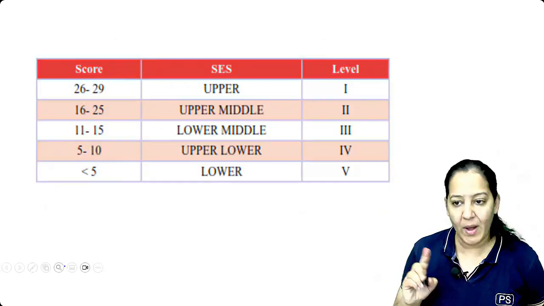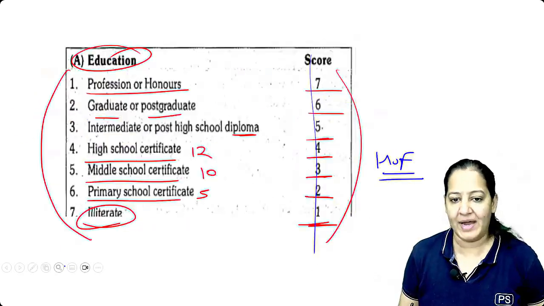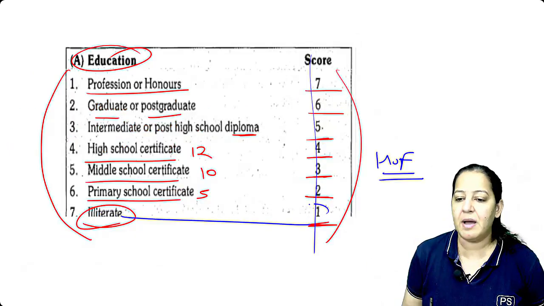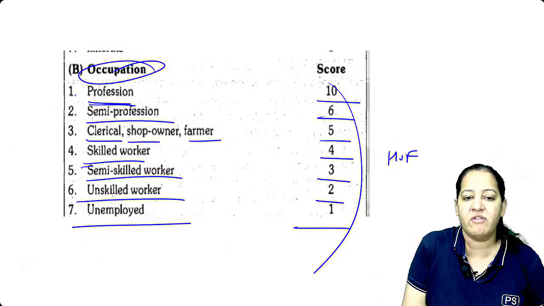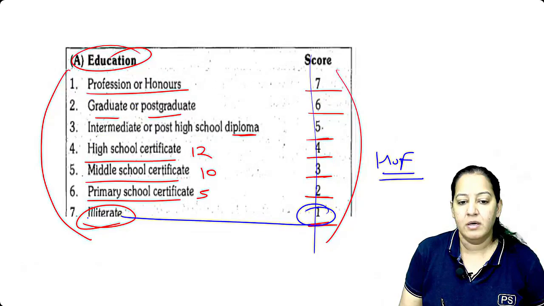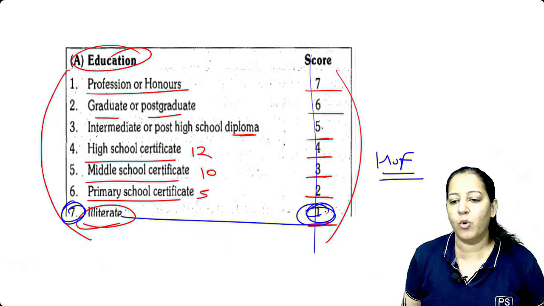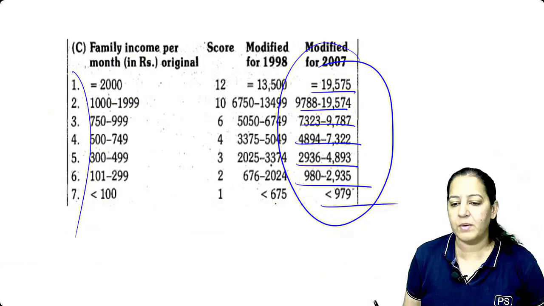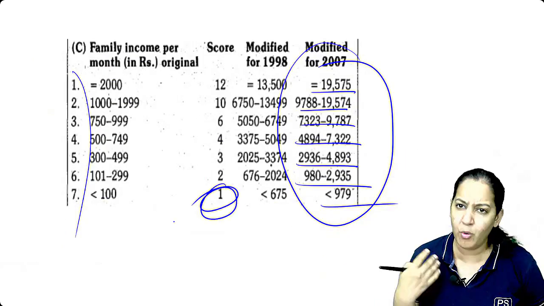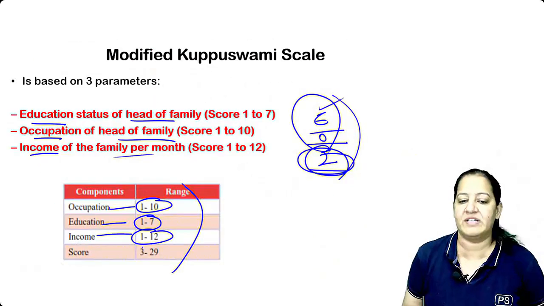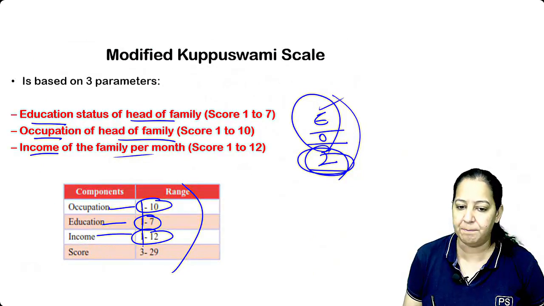Now you add the 3 scores. So for the worst family, you will say, ma'am, here also I am 1, here also I am 1, and here the score is 1. The minimum score is 1 each. The poor family, illiterate family, unemployed family. So the minimum score is always 3: 1 plus 1 plus 1.